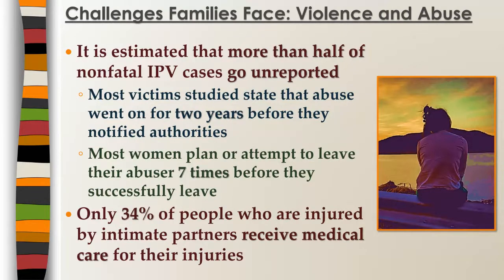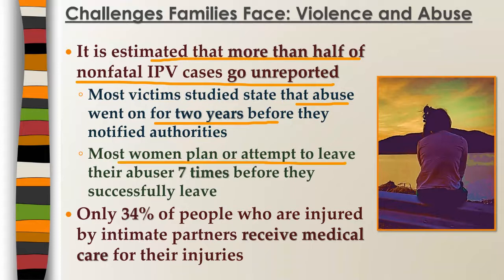It's also estimated that more than half of non-fatal IPV cases go unreported. A lot of victims who eventually do come forward state that abuse went on for 2 years before they told anybody. And many women plan or attempt to leave their abuser 7 times before they actually successfully leave. Only 34% of people who are injured by intimate partners receive medical care for their injuries.